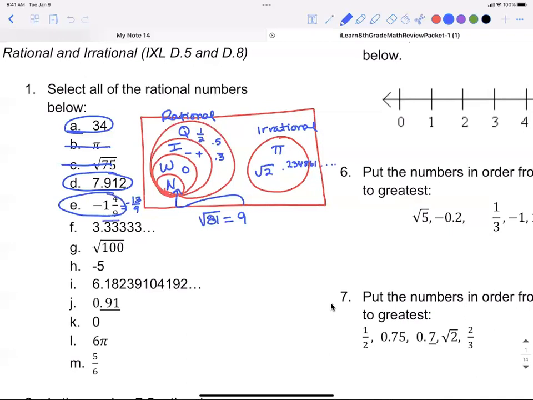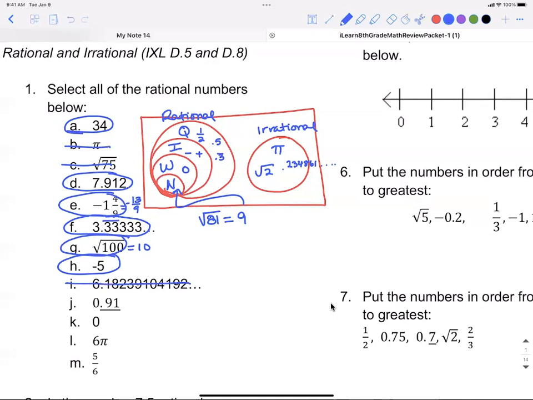3.3333... Well, that means 3 repeating, and any decimal that repeats is rational, so that one does. The square root of 100 equals 10. That's a nice natural number, so that is rational. -5 is rational. It's just a negative whole number. 6.182391419... There's no pattern, there's no repeat, there's no stop, so that is irrational.